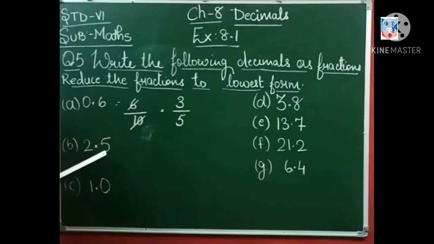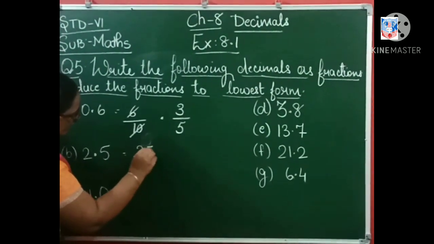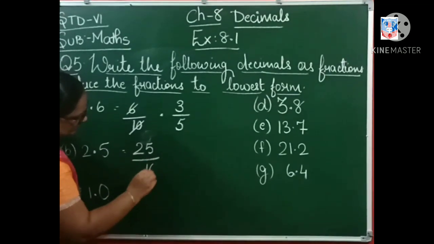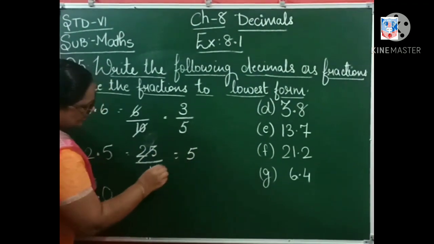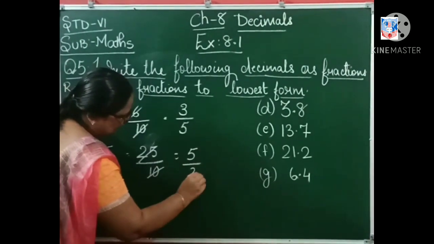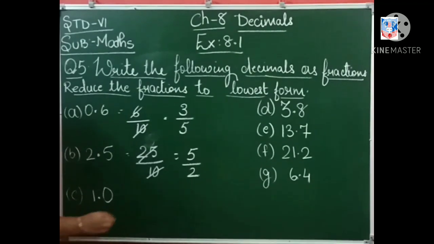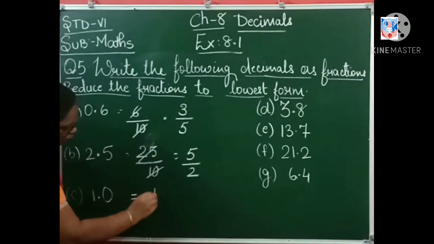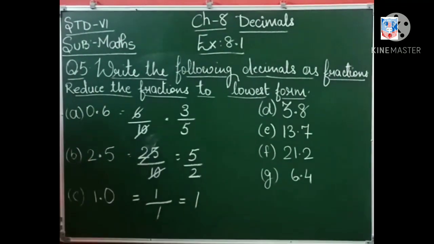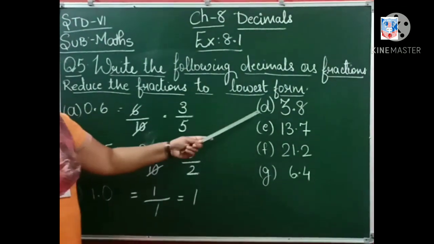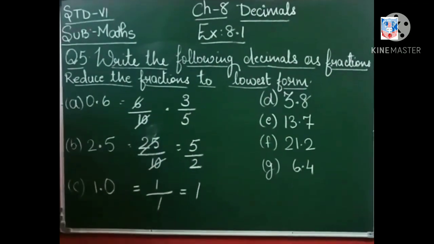Now 2.5, that is 25 by 10. 5 5s are 25 and 5 2s are 10. Next, 1.0, that means 1 by 1. Our answer is 1. Now D, E, F and G. This is your homework.